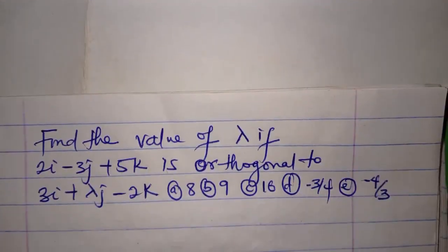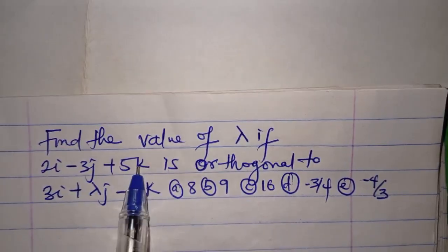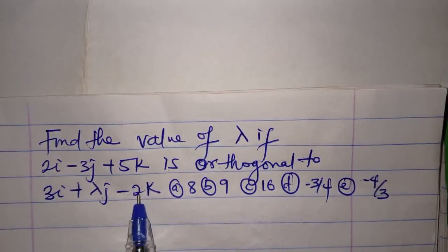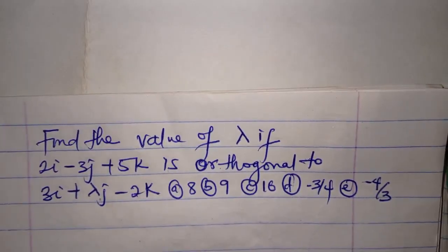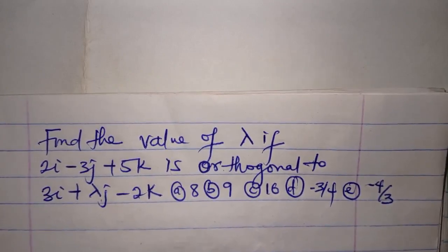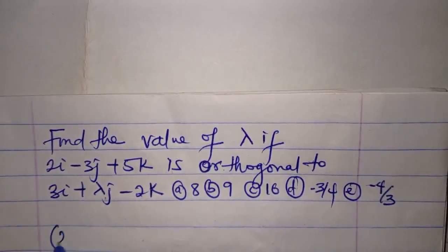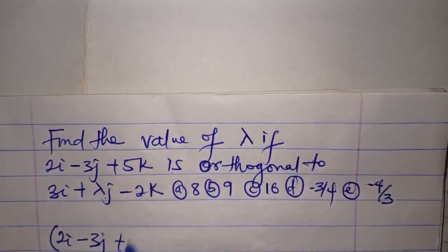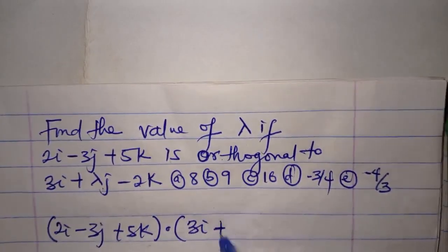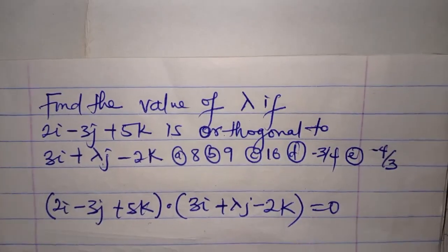Find the value of lambda if 2i minus 3j plus 5k is orthogonal to 3i plus lambda j minus 2k. For two vectors that are orthogonal, their dot product is equal to 0. So the dot product of the two vectors, 2i minus 3j plus 5k dot 3i plus lambda j minus 2k, equals 0. So this is it for dot product.